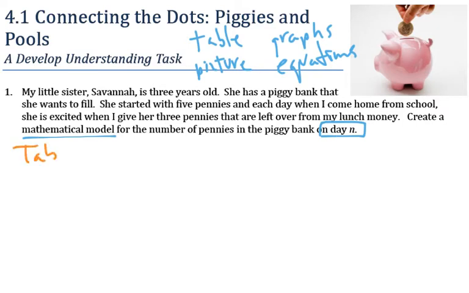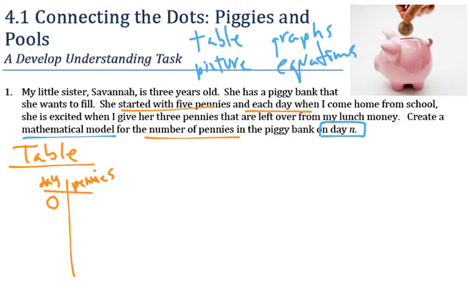So I always like to start with a table. I think it's easiest to get going. So what do we have here? Well, we've got days, right? And we have number of pennies. So when she started, she had 5 pennies. Then the next day, when I gave her 3, we added 3 to that, and we had 8. Then day 2, we had 11. Day 3, 14, and so on, right? So that helps us understand it, but it doesn't necessarily help us with this day n, because we'd have to keep writing the table to find it. So maybe something else would help us with that.